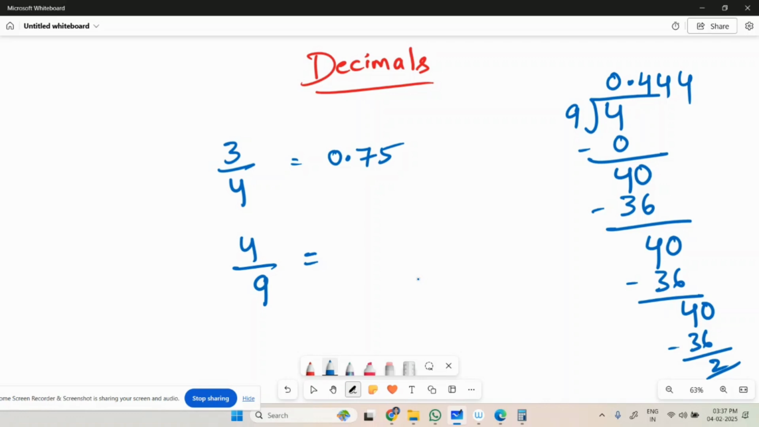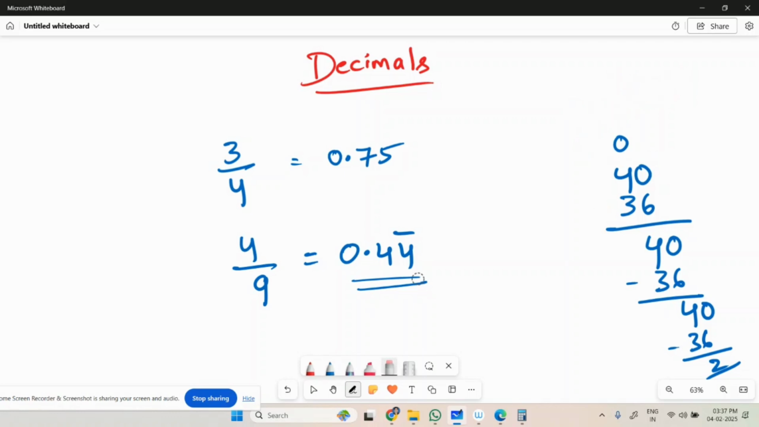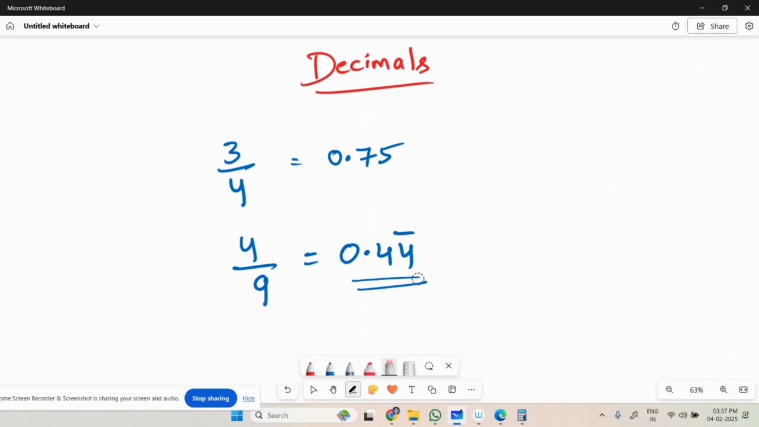Based on our requirement, we can consider either 2 or 3 decimals, and then we can put a bar. So 4 by 9 is nothing but 0.44, and the list goes on, but here we consider up to 2 decimal places. Okay, so this is how we convert a fraction into a decimal.